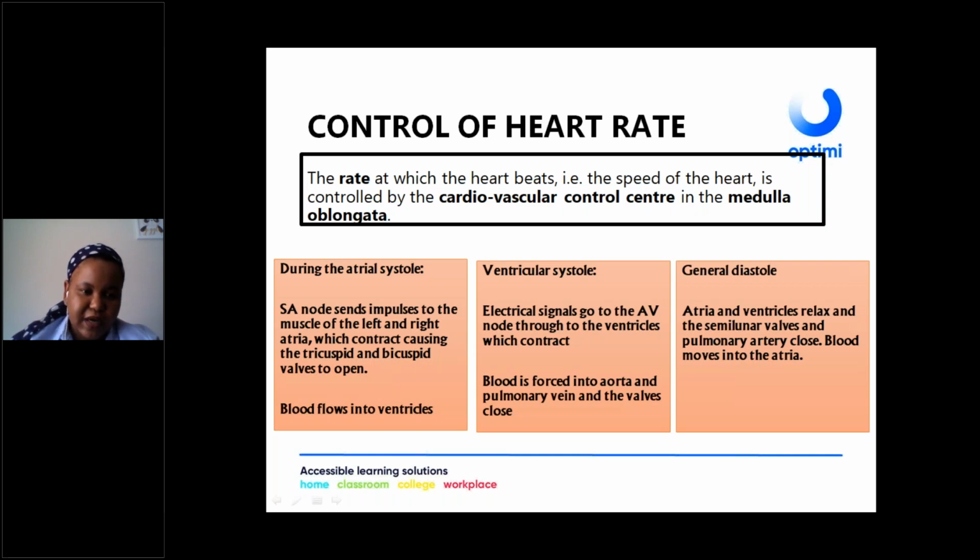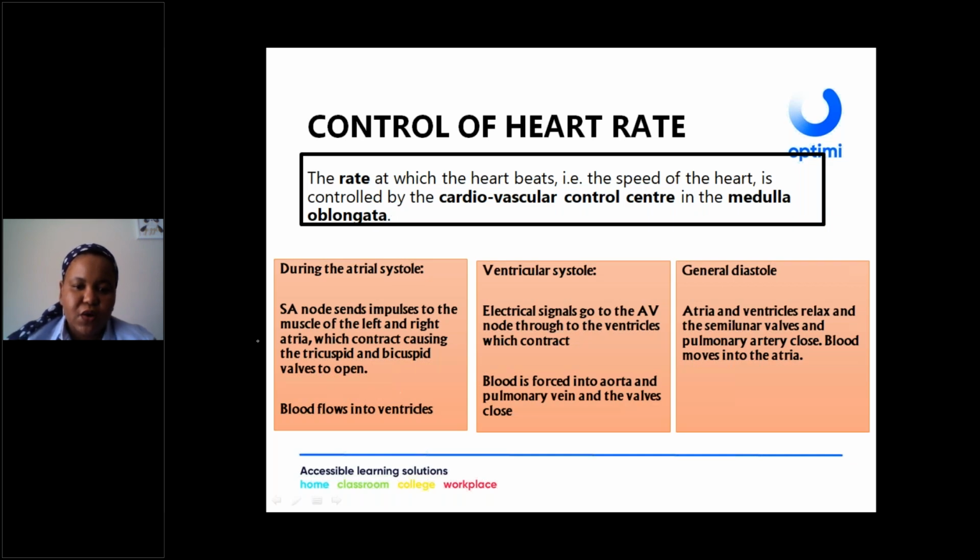Now we're going to be looking at the heart rate. How fast or how slow your heartbeat is depends on the cardiovascular control center, and it also depends on the medulla oblongata. You will be looking at this in grade 12. The medulla oblongata is a part of the nervous system. It is part of your brain that controls the heart rate.